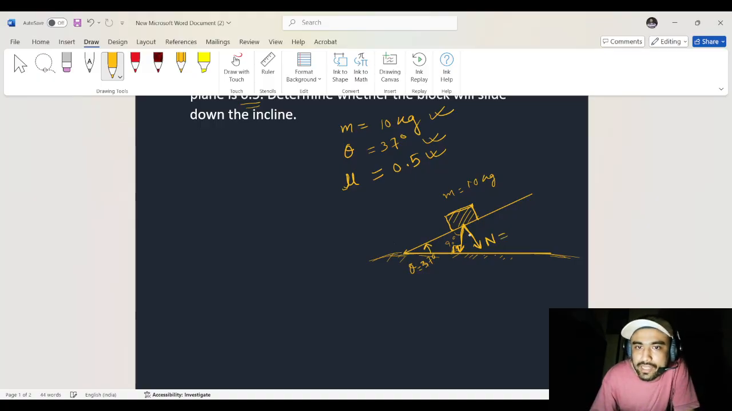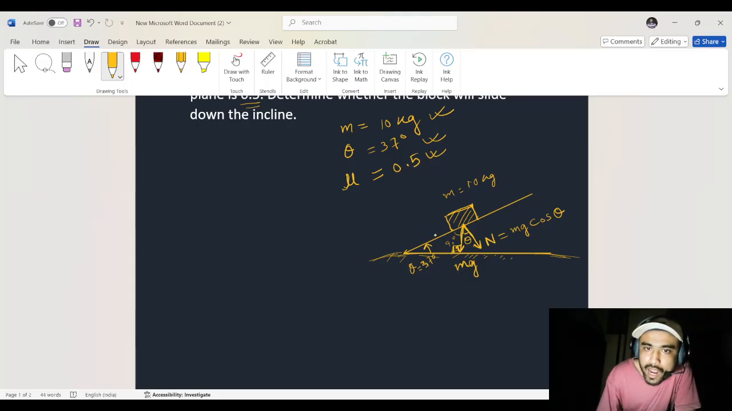As this angle is 90 minus theta, and the total angle is 90 degrees, N is perpendicular to the inclined plane. So this will be 90 minus theta, and this will be theta. This will be quite obvious. So if the weight is mg, then this component will be mg cos theta.